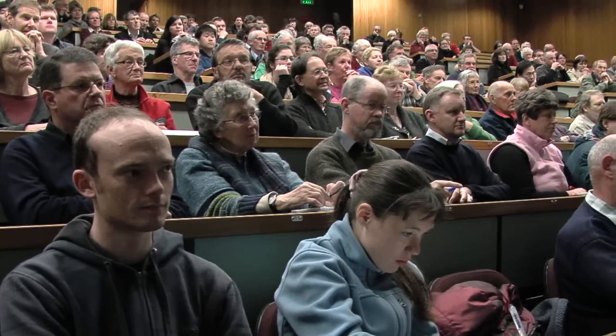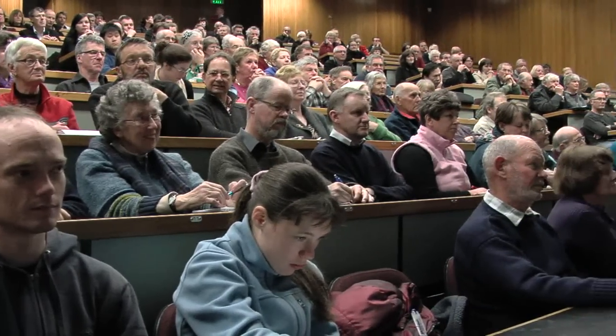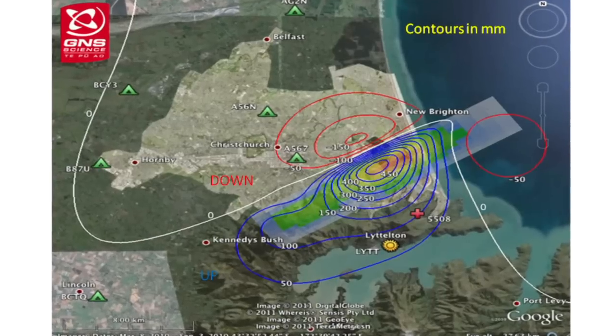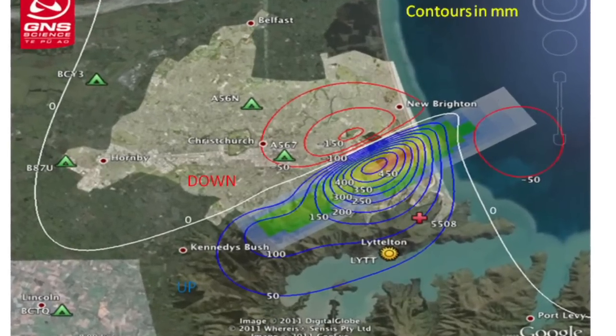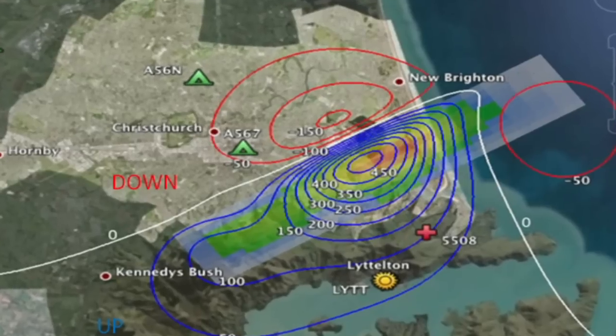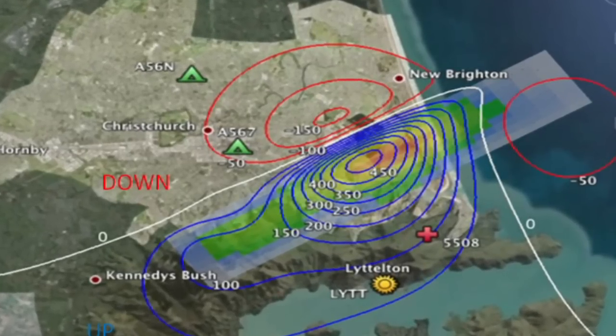And I don't need to point out any of those details because it's very obvious what is happening in that particular one. Notice that the major part of the change that we see is occurring around the eastern or northeastern part of the hills. And that's where we've seen greatest damage.